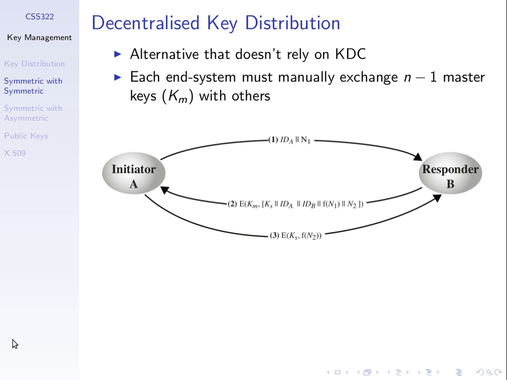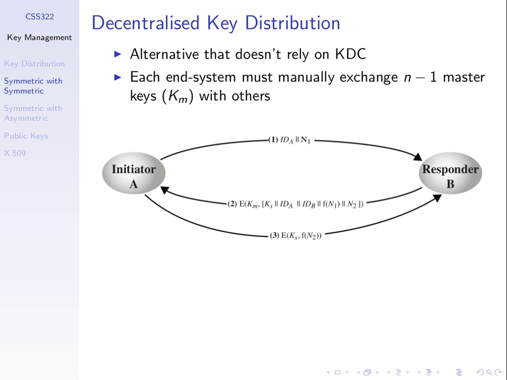If you don't trust me, use a decentralized approach. Okay? Here's an example of an approach which doesn't rely on a KDC. But the problem with this approach is that each system must manually exchange some master key with the other systems. Both A and B need to know a master key in this case.